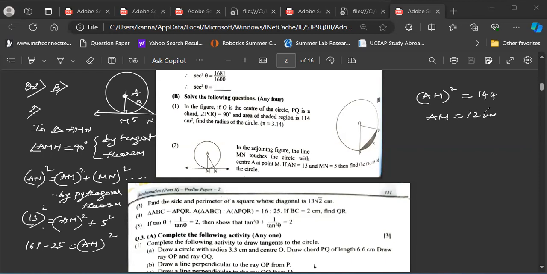Therefore, the radius of the circle is 13 units. Radius of circle equals 13 units. I hope everybody understood me here.